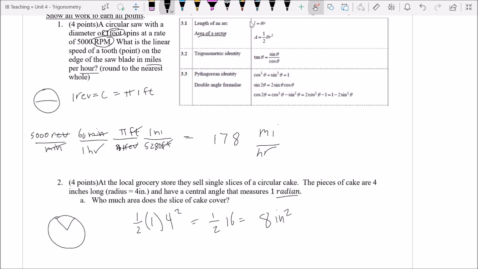Now it's going to go off the screen, but the next one is going to be arc length. And so there it is. And I'm going to just write that down here in just a second. L equals r theta.